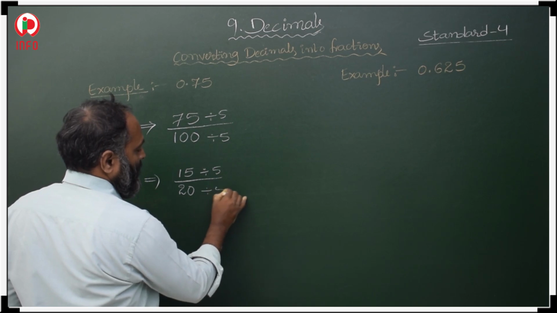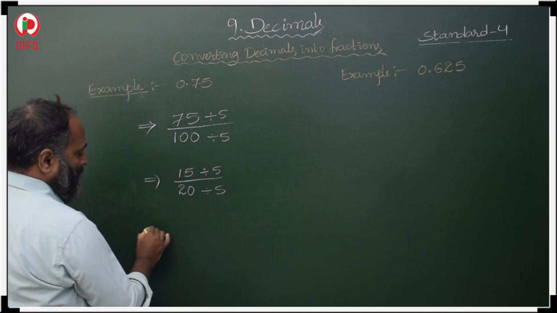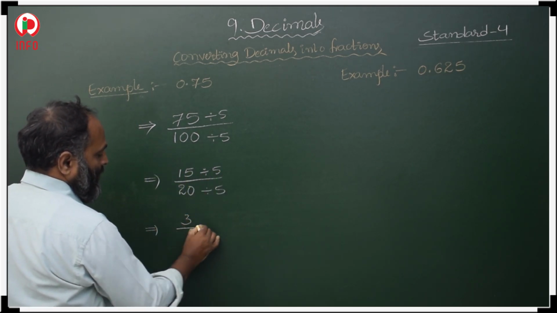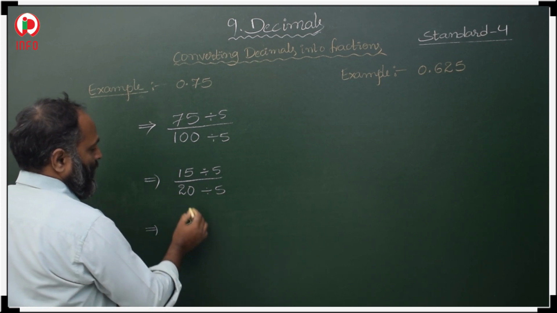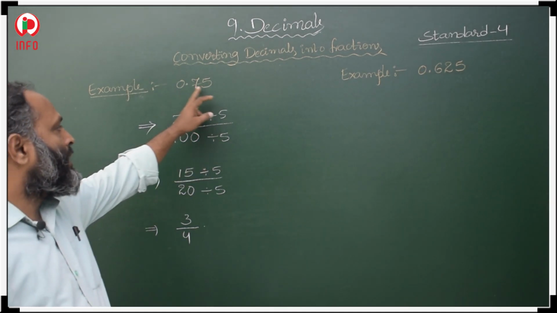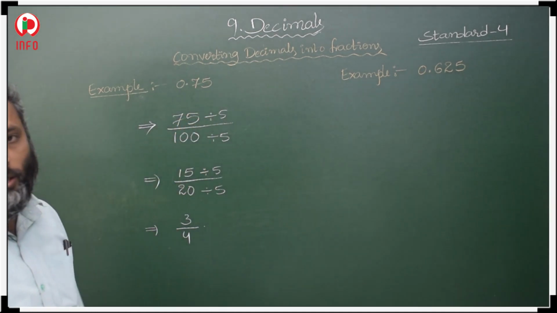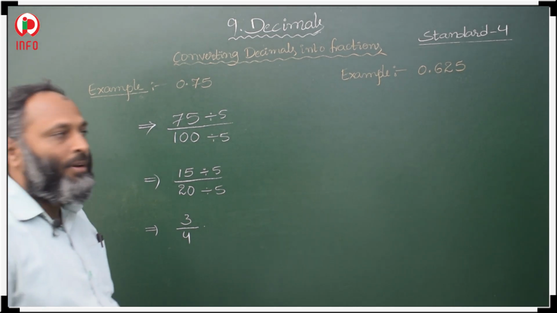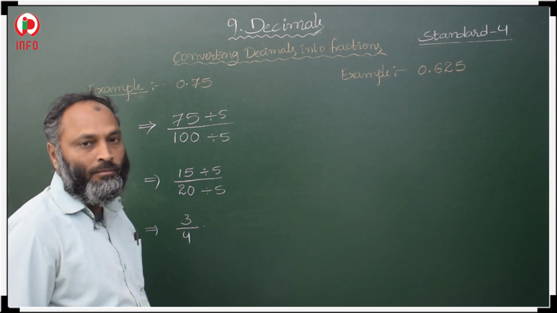Divide with 5. In the 5 table, 15 is 5 threes, and 20 is 5 fours, so 3 by 4. So 0.75 in fraction is 3 by 4.